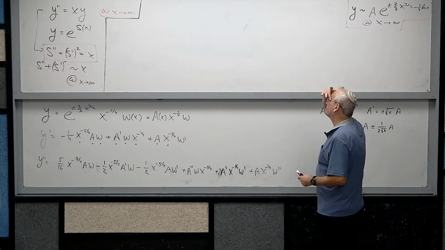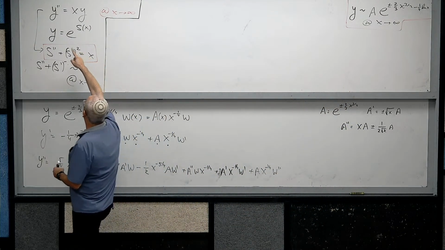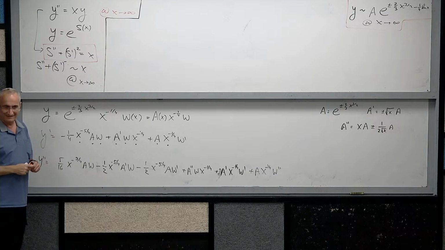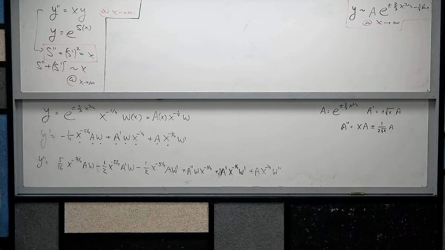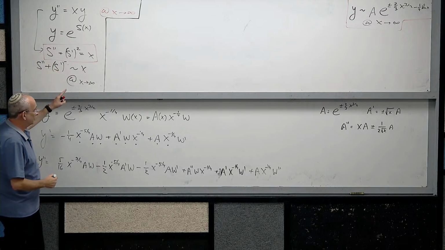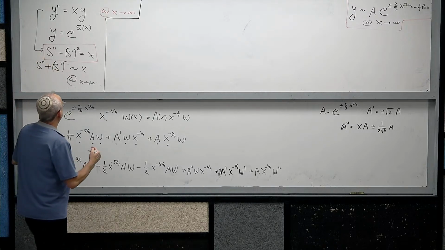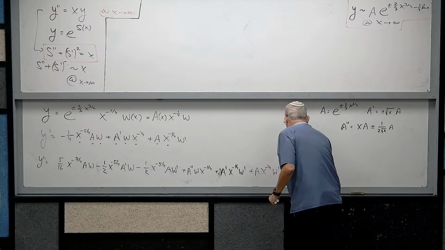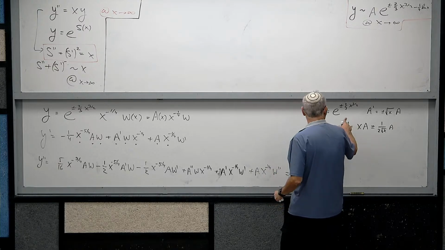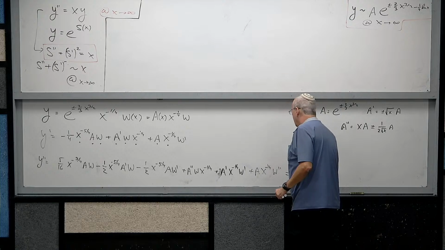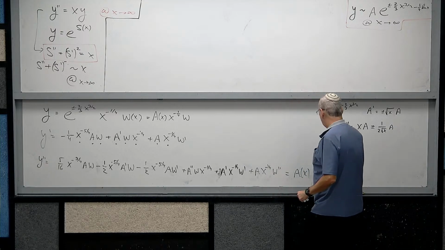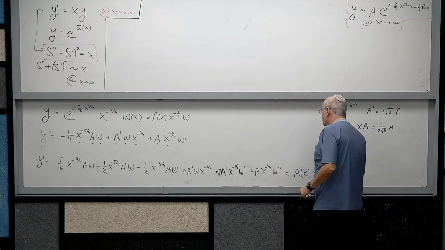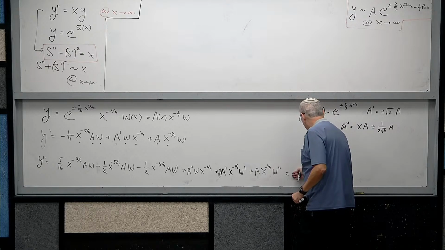Now, what was our equation? Our equation was that y double prime is x times y, right? To remind you, the equation was y double prime equals x times y. So let's see. So this should be equal to x times y. What is x times y? X times y is A of x times x to the 3/4. No, I want to write it as x times y.